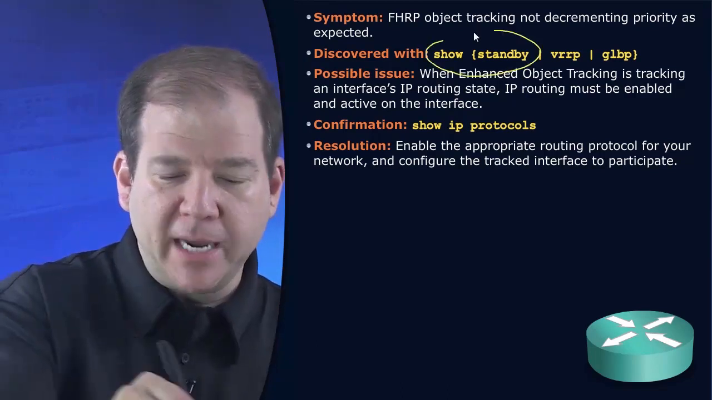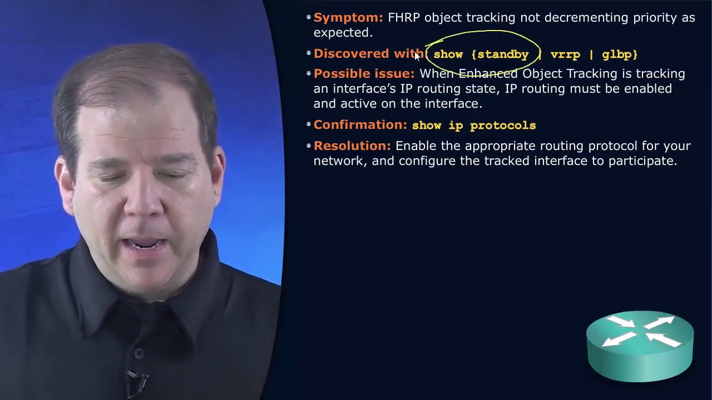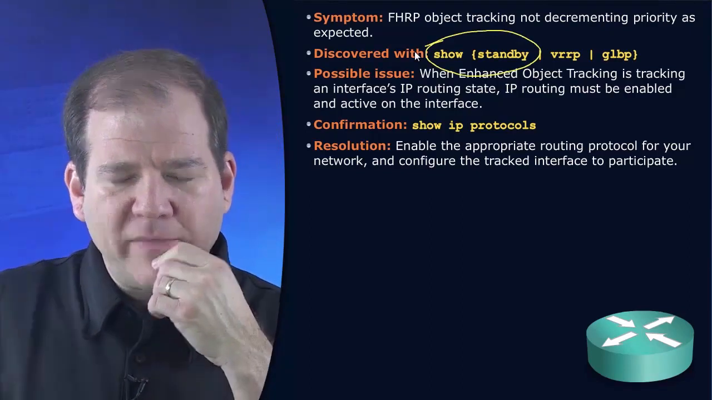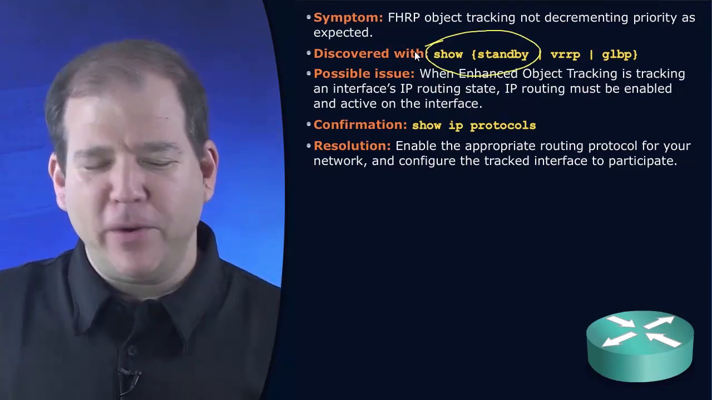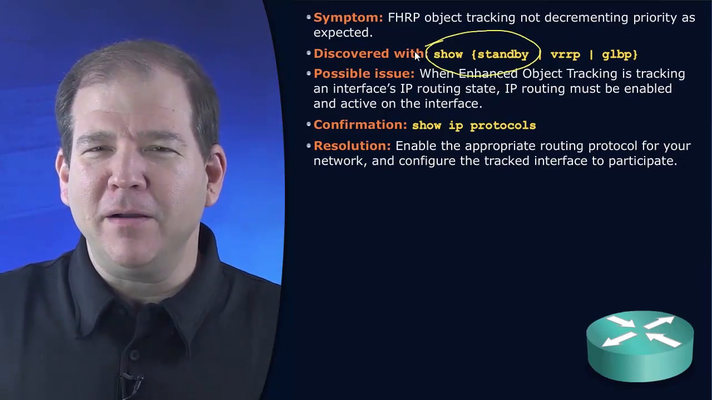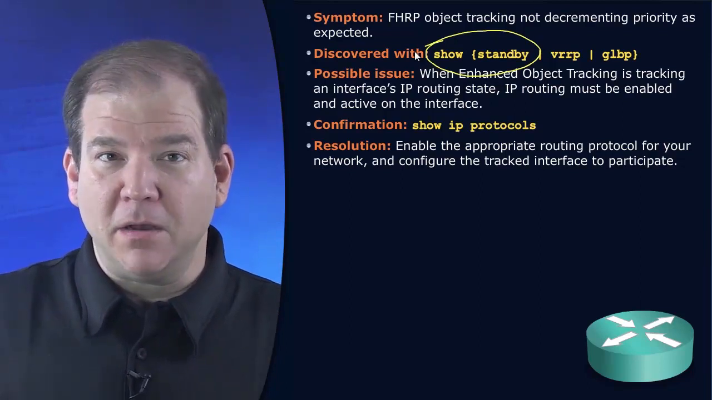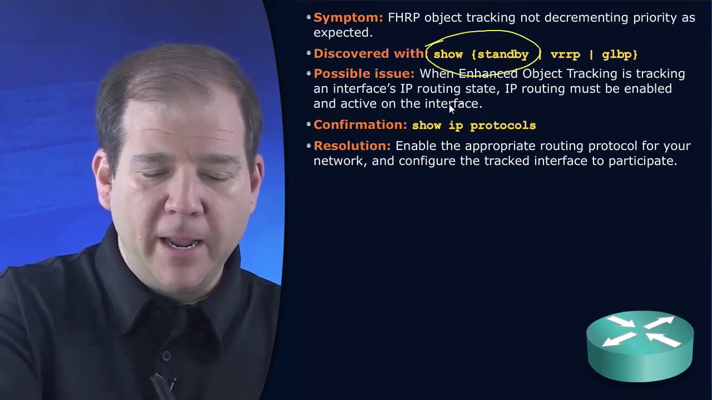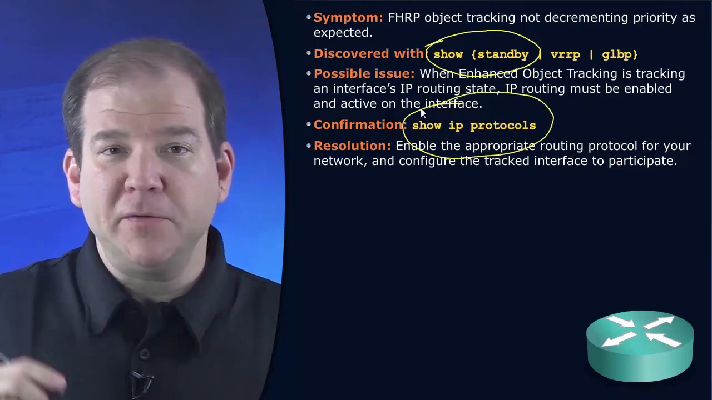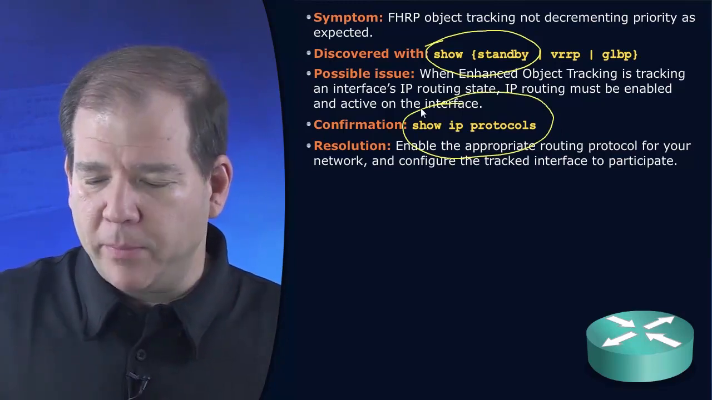We could do a show standby for HSRP. And we see that, wow, I've got a lower than expected priority value. What might be going on here? Well, maybe that interface is not enabled for routing. We can see which interfaces are enabled for routing with the show IP protocols command.